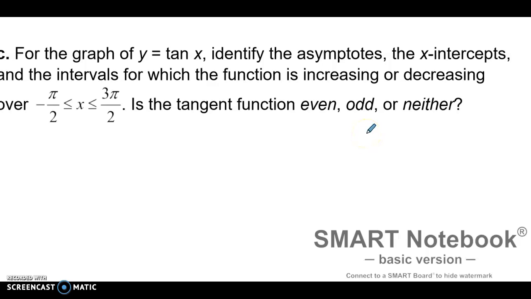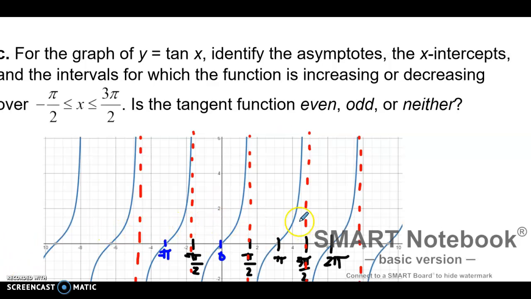So the question is, for the graph of y equals tangent of x, identify the asymptotes, the x-intercepts, and the intervals for which the function is increasing or decreasing over negative pi over 2 up to 3 pi over 2. Is the tangent function even, odd, or neither? Well, when we graph it, it looks like this.